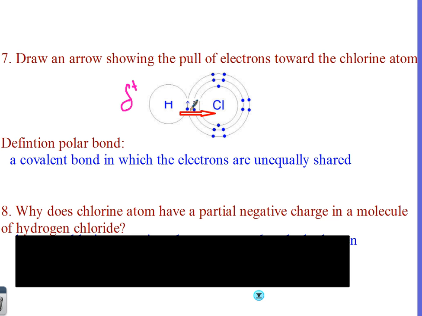And if this electron's spending more time orbiting around chlorine, well, chlorine had 7 electrons in its outer orbital. Originally, it had enough electrons to be neutral with its protons, but now I have 8 electrons orbiting, so I look like I'm a little bit negative. Okay?